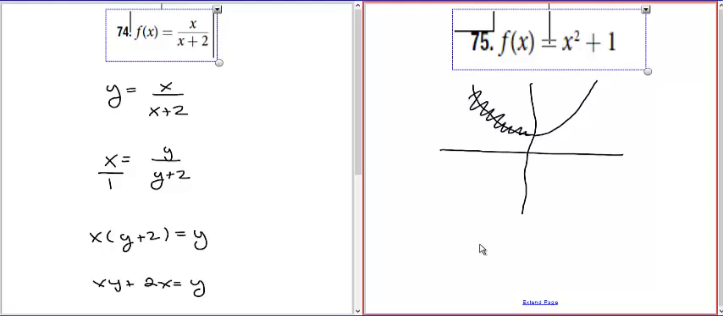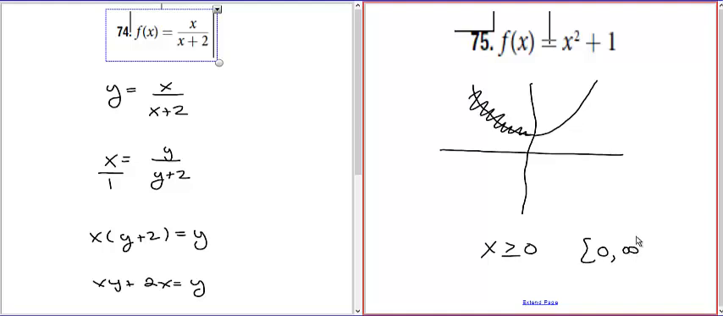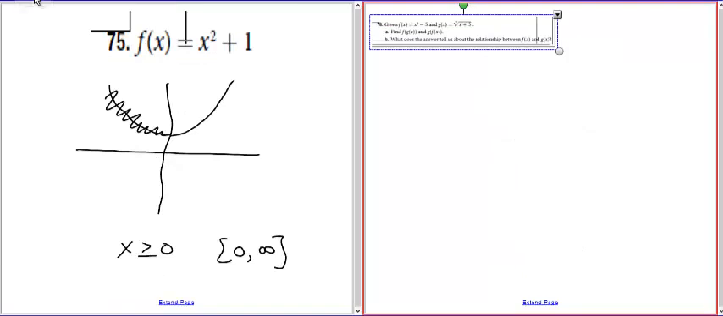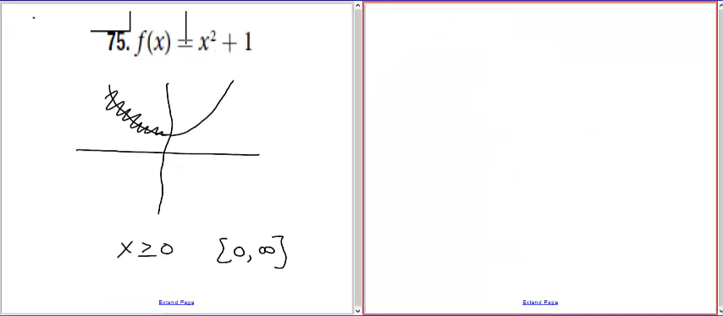So the domain is x has to be greater than or equal to 0, or we could show it in interval notation as 0. Now we'd use a square bracket because it can equal 0. So we'd say 0 comma positive infinity. So that would be our domain. And that'll be the domain for the inverse function as well.